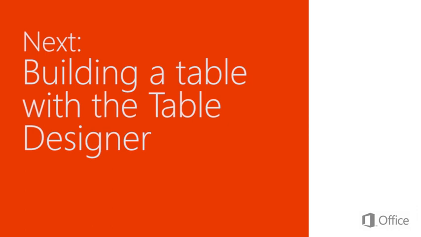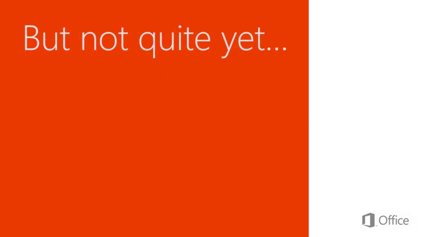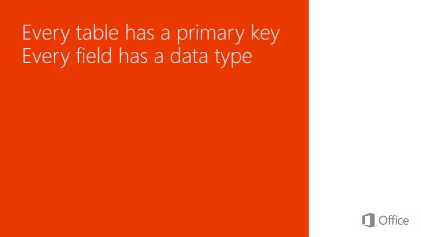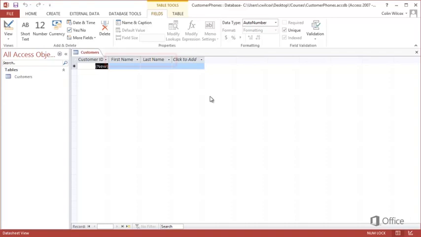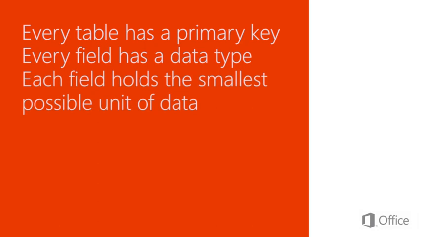In the next video, I'll show you how to use the Table Designer to build the second table in our example. But before I do, let's revisit the design principles we've covered here. Every table has a primary key. Every field has a data type. And did you notice how I broke the names into first and last? That's another rule. Each field holds the smallest possible unit of data. So keep going, and we'll build the second table.